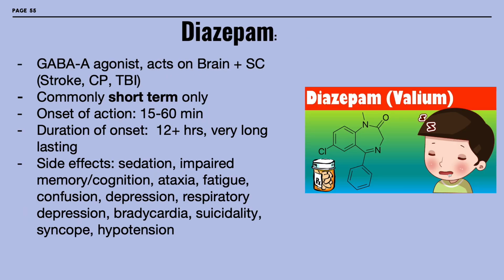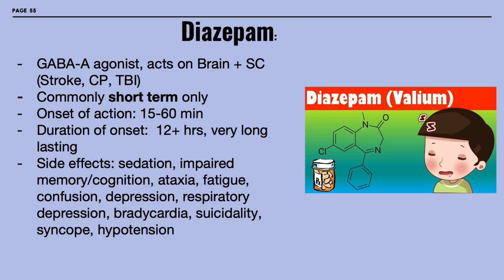There's also diazepam, another medication. It's a GABA A agonist acting on the brain and spinal cord. Typically very short term, very quick onset of action, 15 to 60 minutes. Duration lasting about 12 or more hours, super long lasting. Certain side effects include sedation, impaired memory, ataxia, fatigue, bradycardia, hypotension, as well as some others.